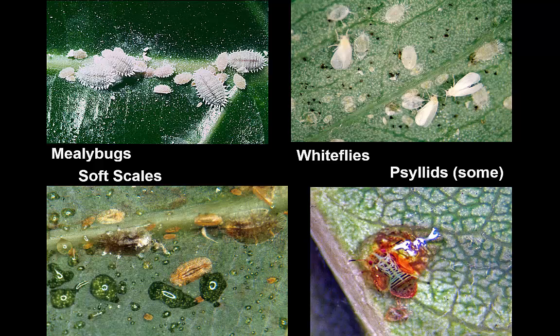So honeydew, if you see it, would be the result of the waste material being produced by some kind of sap-sucking, phloem-feeding member of the insect order Hemiptera: mealybugs, soft scales, whiteflies, psyllids, and aphids.